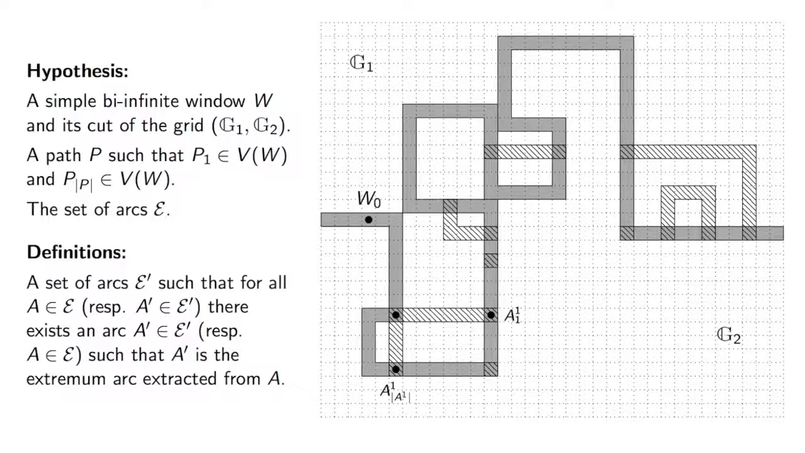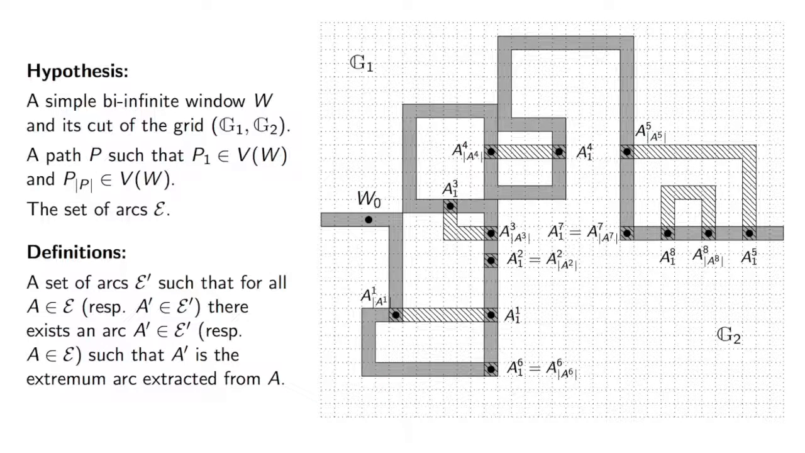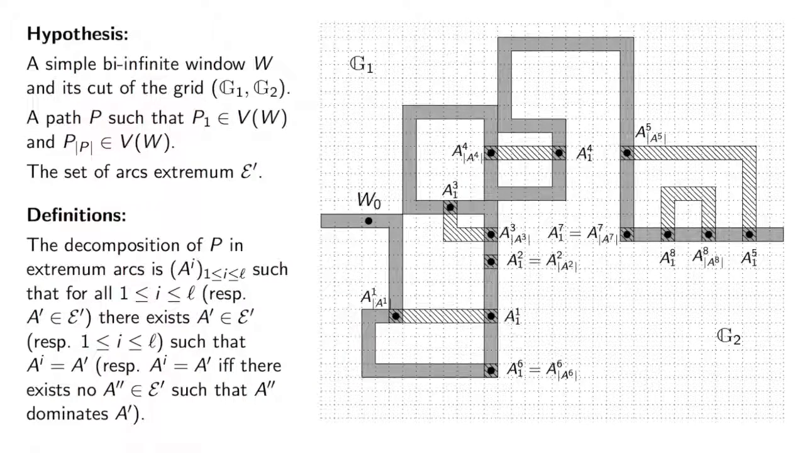During the second step, we replace each of these arcs by the extremum arc extracted from it. In our example, only the first arc is not extremum. Let's modify it. Now the 8 arcs are extremum.